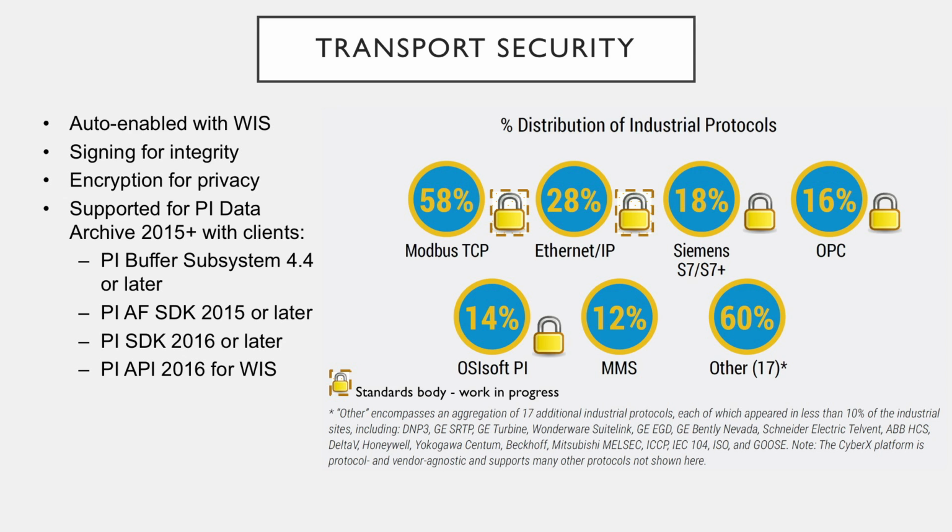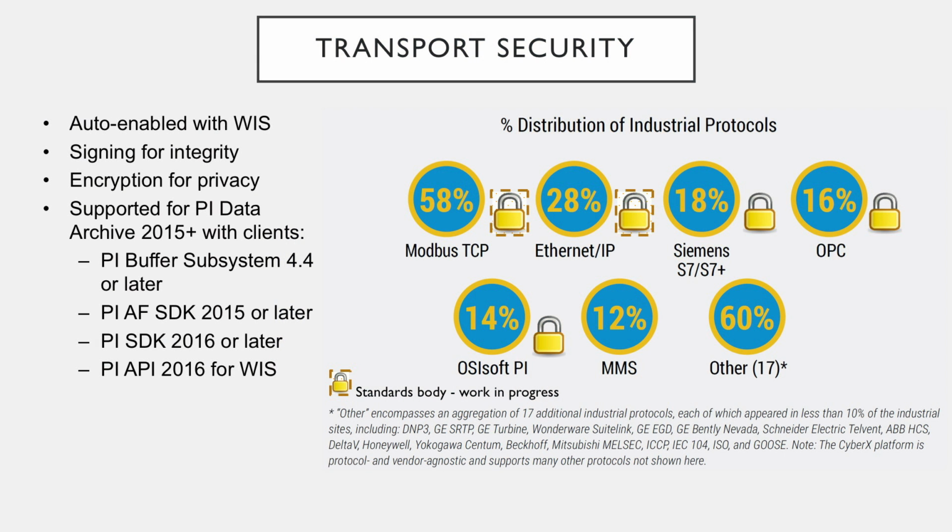Now, this visual here is from a CyberX report that shows the distribution of industrial protocols and networks that they observed. And so you see, 58% of networks that they observed had Modbus in them, 28% had Ethernet IP, all the way down to OSIsoft PI is the fifth most common from the networks that they observed. And the addition to this is the padlocks that we put on there to reflect whether or not those offer transport security. And in some cases with like Modbus, the standards body now has a standard for it, but the adoption of that standard is not universal.